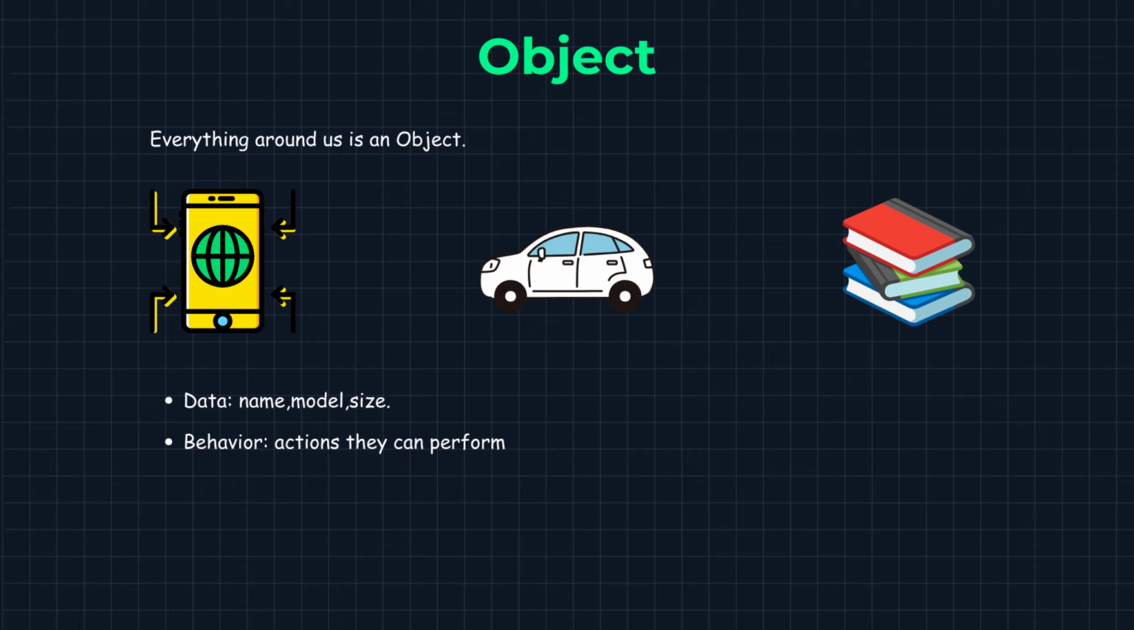One is data, like name, model, size, and the other is behavior, things it can do like turning on, accelerating, flipping the pages. That's exactly how we think in object oriented programming. Java lets us write programs by following the same pattern in real life turned into code.